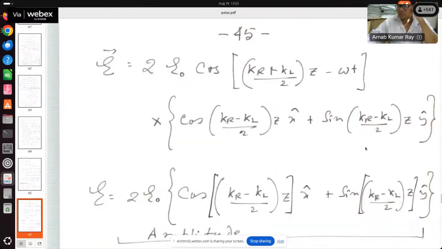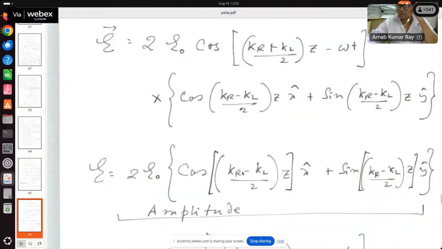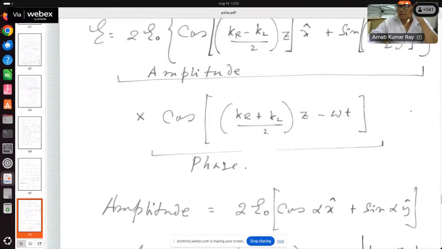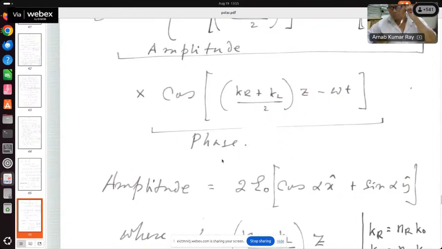But since these two things are not different from each other, as I've mentioned to you, this 2 E naught into this curly bracket part is the amplitude, and this part is the phase part in the discussion. We look at the amplitude part now.